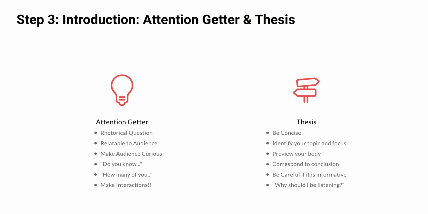The third step is to make an introduction. An introduction is made up of 2 important pieces, which are the attention getter and the thesis. For the attention getter, the main way is to catch the audience's attention, to interact with the audience, to make them curious about what you're talking about next. It could be a rhetorical question. For example, do you know how many people die with diabetes in Texas every year?